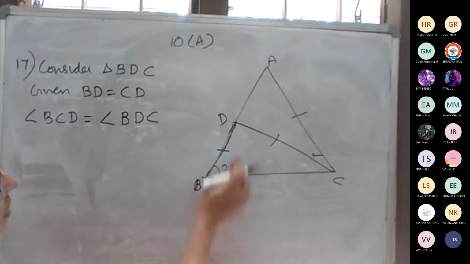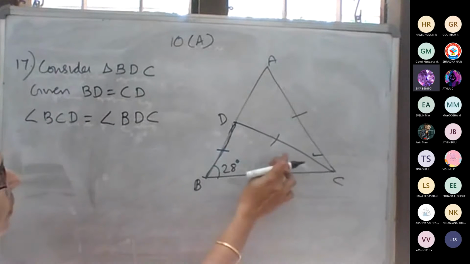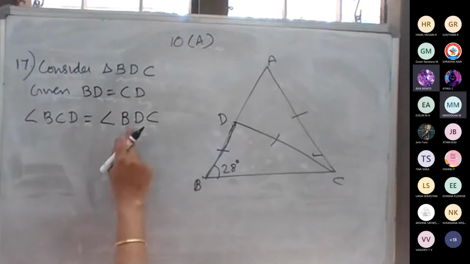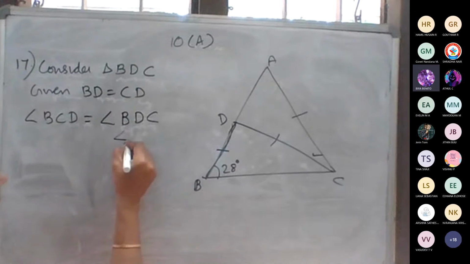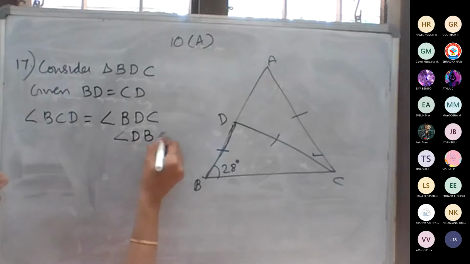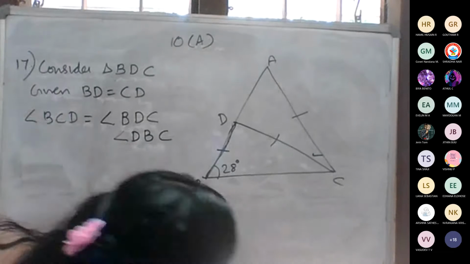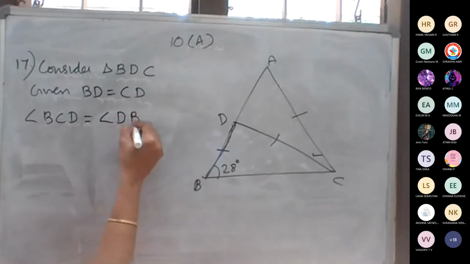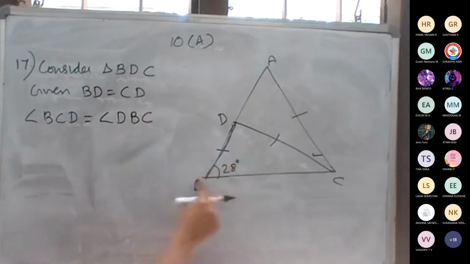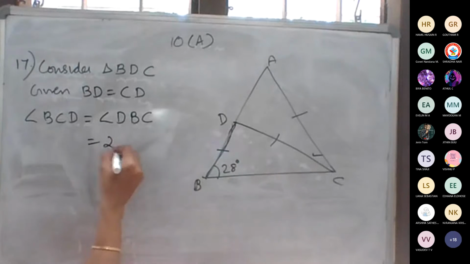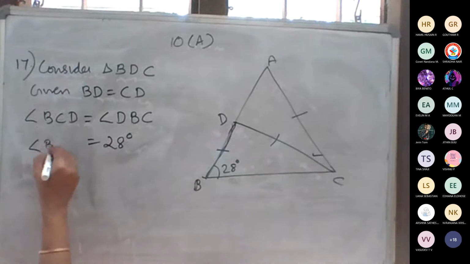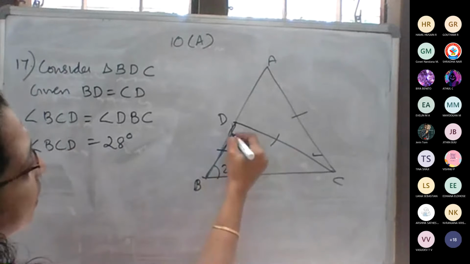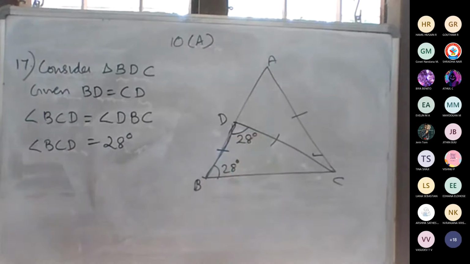Then look at CD. The opposite of that is angle DBC. Okay, right. Angle DBC is what? 28 degrees. So we can replace it as 28. So angle BCD we got as 28 degrees.